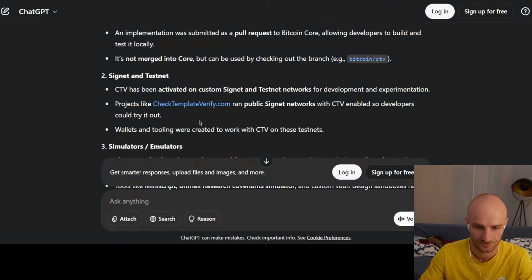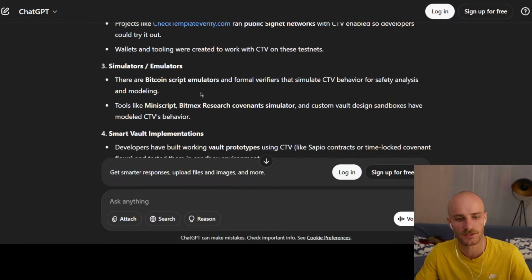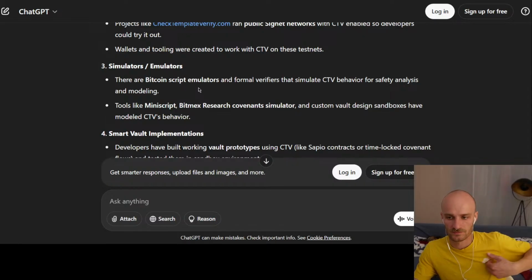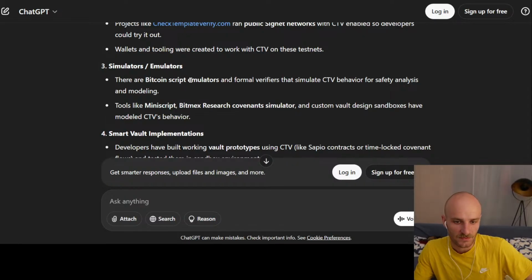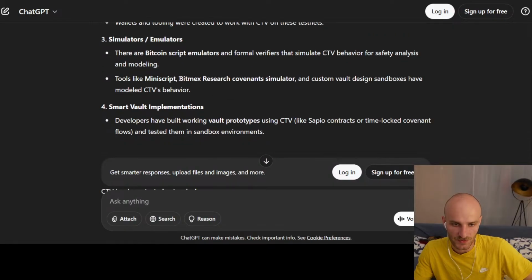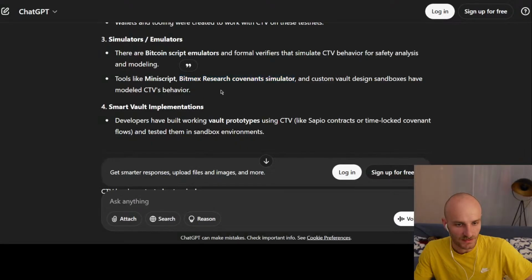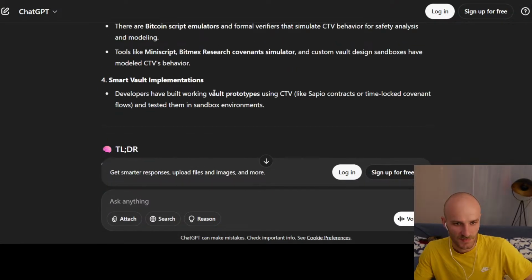What? Wallets and tooling were created to work with CTV on this testnet. Simulators. Tools like Miniscript, BitMax Research, Covenant Simulator, and custom vault design in sandboxes. Does this even exist? Looks like invented. My friend is hallucinating.